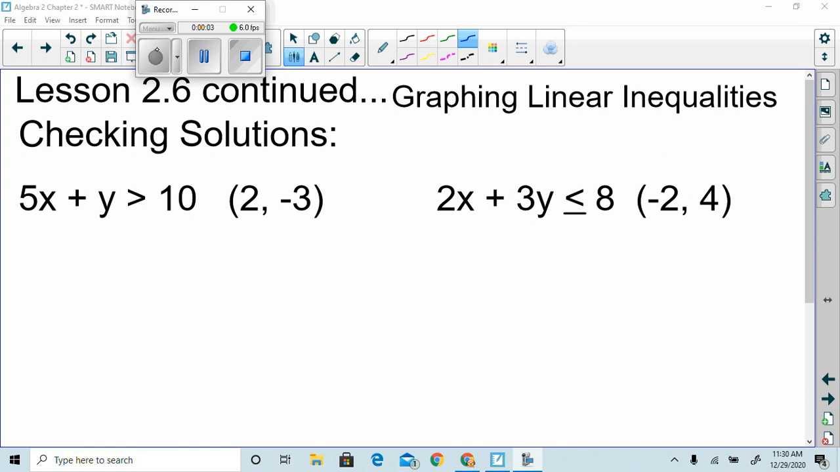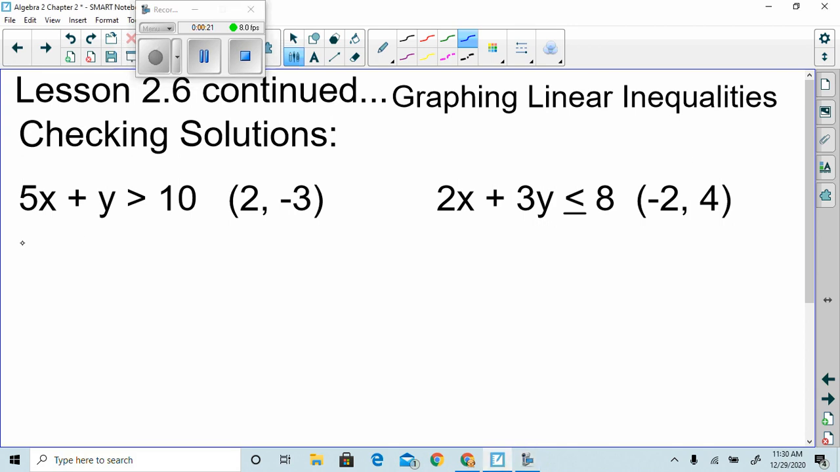In our last class, we talked about linear inequalities in two variables, x's and y's, and we were given possible solutions, and we tested them out by substituting in the variables x and y into the inequality to see if the statement was true.